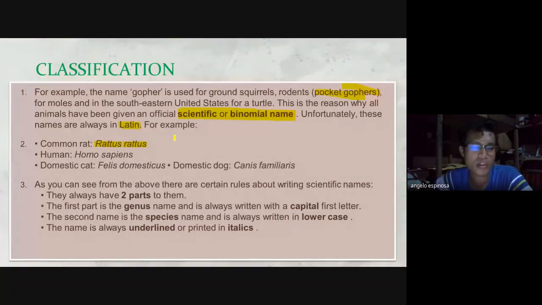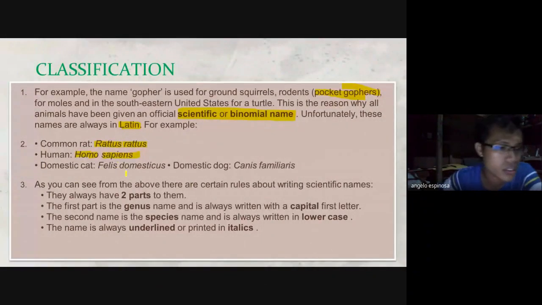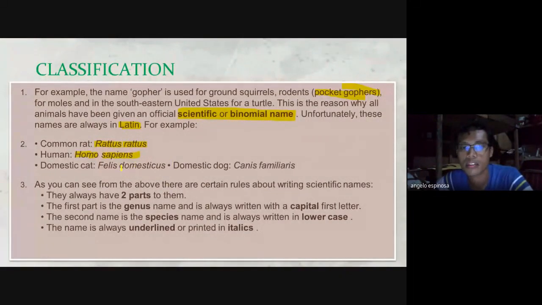Sometimes I'm not familiar with the word. I never encountered it in English or in the Philippines. That's why it's different, because it's Latin. They're Latin names. And you also have human, which is Homo sapiens, Homo and sapiens. Then we have the domestic cat, which is Felis domesticus. And the domestic dog, which is Canis familiaris.